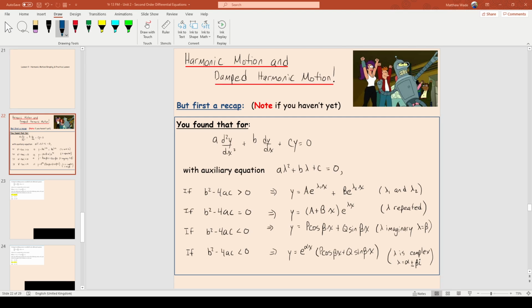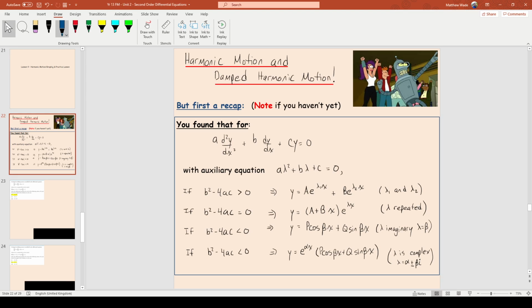Right, buddies, this is the lesson that you have all been waiting for. It is the lesson where I'm actually going to give you enough time to practice a whole bunch after the lesson. Well, fingers crossed anyway. So anyway, here we go. The title for today is Harmonic Motion and Damped Harmonic Motion.